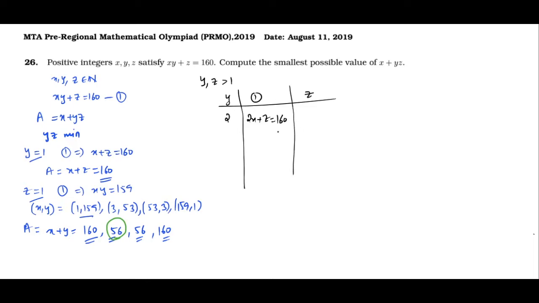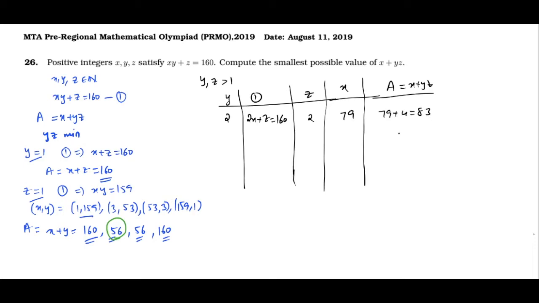We are trying to minimize z. 2x is even, 160 is even, so the least value of z will be 2 because z has to be even in this case. Now if you put z equal to 2 here, we get 160 minus 2, 158, by 2, x is equal to 79. So for this set of values, a, which is x + yz, becomes 79 + 4 or 83. We already have a 56 value here, so this cannot be the smallest possible value.